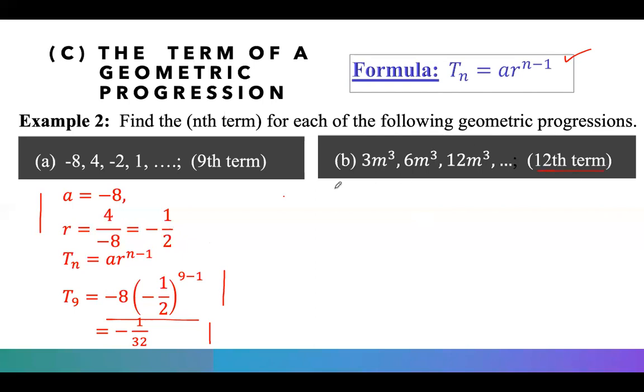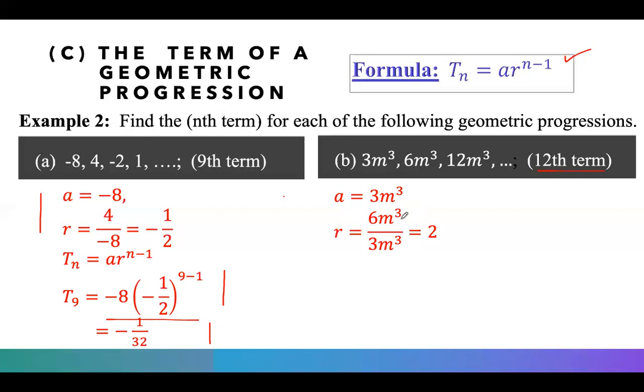So the first step, again, what is a? So a is 3m to the power of 3. Now we want to find r, right? So the main characters for a geometric progression are the first term and the common ratio, right? For an AP, the first term and the common difference. All right, r is 6m to the power 3 over 3m to the power 3.